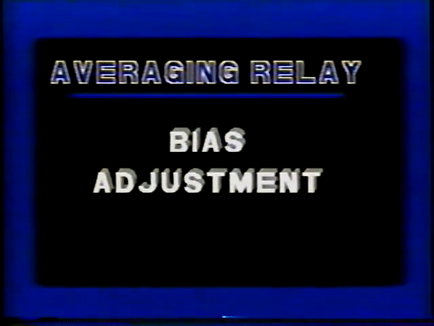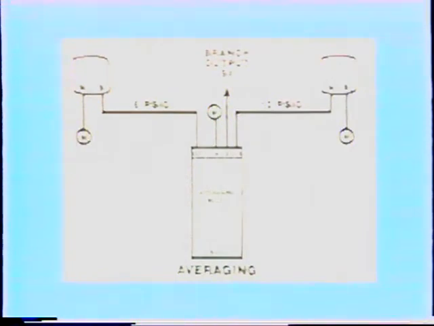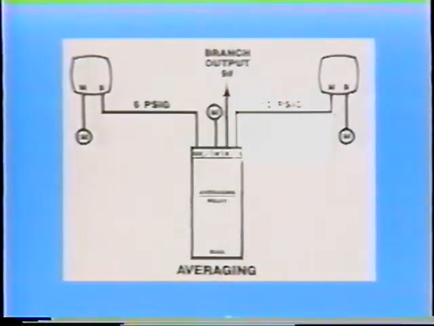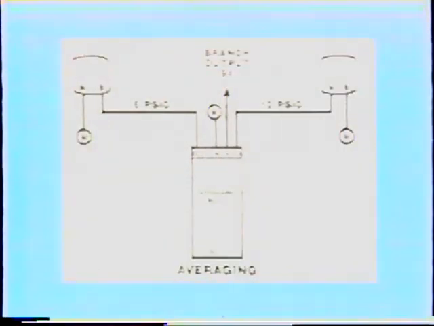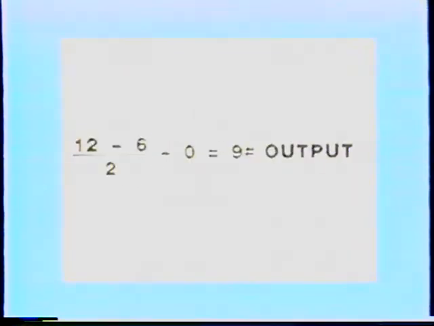In this example, the input at S1 is 12 psig, and the input at S2 is 6 psig. To calculate the output, the formula is the input at S1 is added to the input at S2. In this case, 12 plus 6 equals 18. Divide 18 by 2. 2 is the number of inputs on the device. The output should be 9 psig without any bias adjustment.